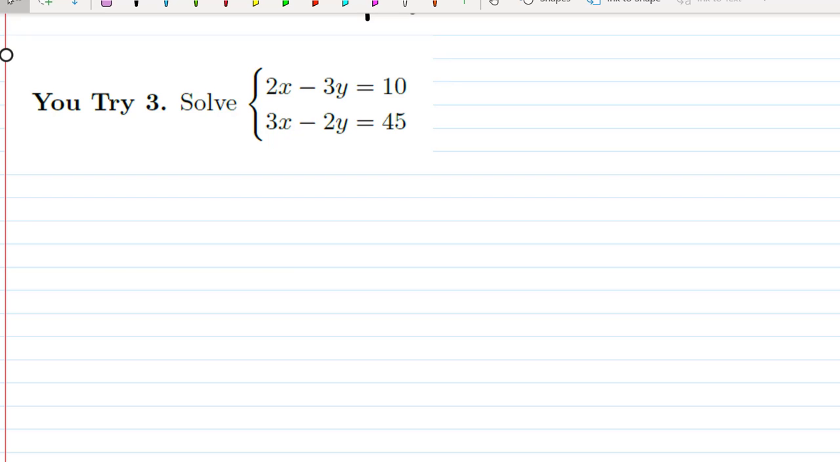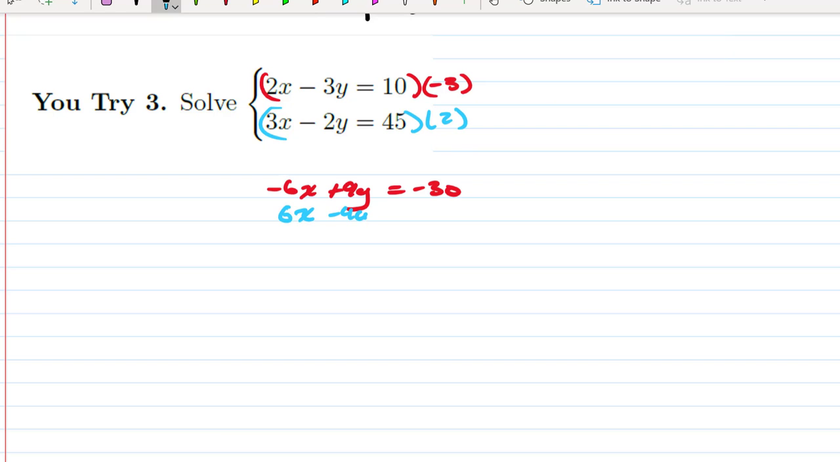Alright, well, I'm going to use elimination. So in order to eliminate the x's, I need the LCM of 2 and 3, which is 6. So I will multiply the first equation by -3, and I will multiply the second equation by +2. And that would give me -6x plus 9y equals -30, and +6x minus 4y is equal to 90.